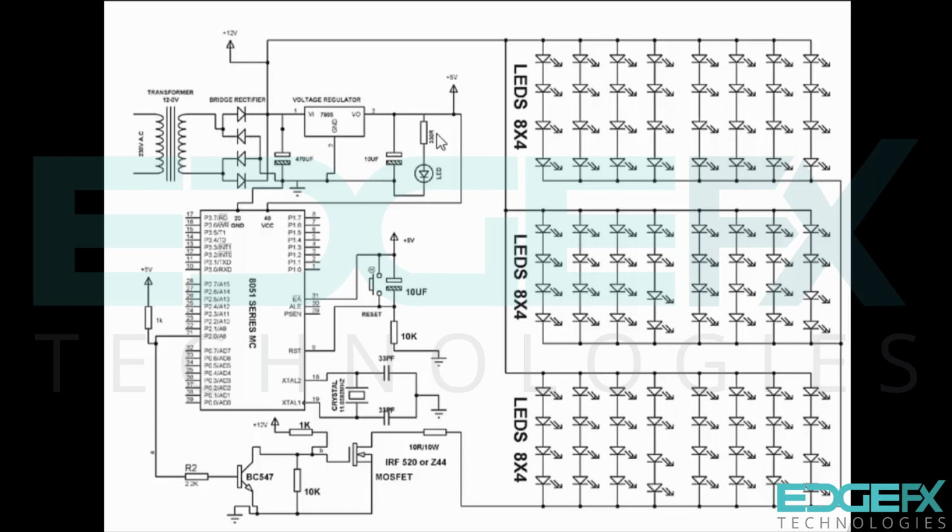We are making our own power supply. We use a step-down transformer, 230 volt AC to 12 volt AC. This 12 volt AC will get rectified by this bridge rectifier. After that it will get filtered by this 470 microfarad capacitor. Then we have a 7805 voltage regulator, for plus 5 volt DC.